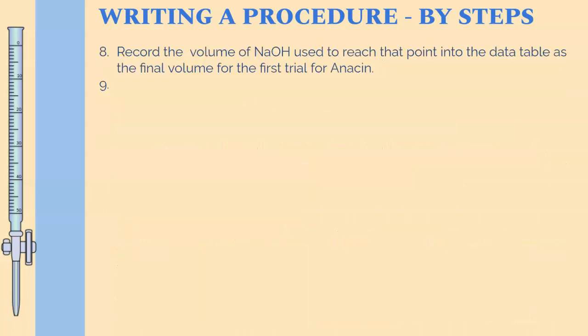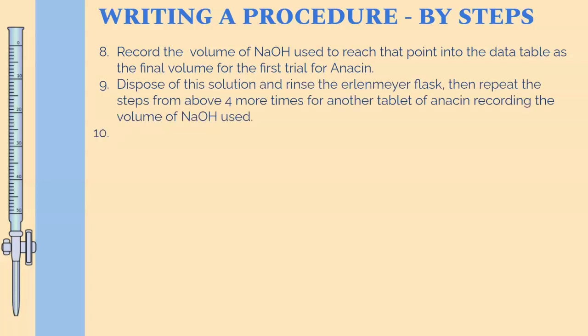Okay, so next, step 8, we're going to record the volume of the sodium hydroxide used to reach that point into the data table as the final volume for the first trial of Anacin. After we've reached the end point and recorded the volume, we're going to dispose of the solution and rinse the Erlenmeyer flask, and then repeat the steps from above 4 more times for another tablet of Anacin, recording the volume of sodium hydroxide used.